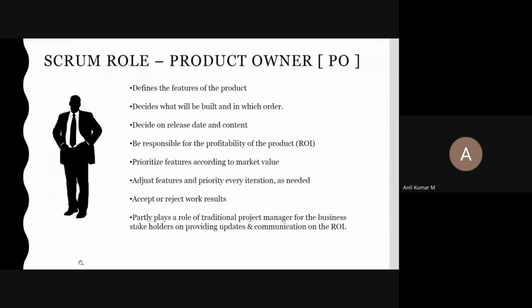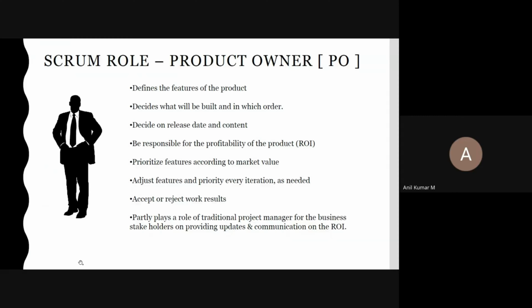Next one, adjust the features and priority every iteration as needed, accept or reject the work results. Yesterday I told you, once the Scrum team members give the demo of the user stories in the sprint review meeting, if the product owner likes your work, he will accept. If he doesn't like your work, he will reject. Clear?